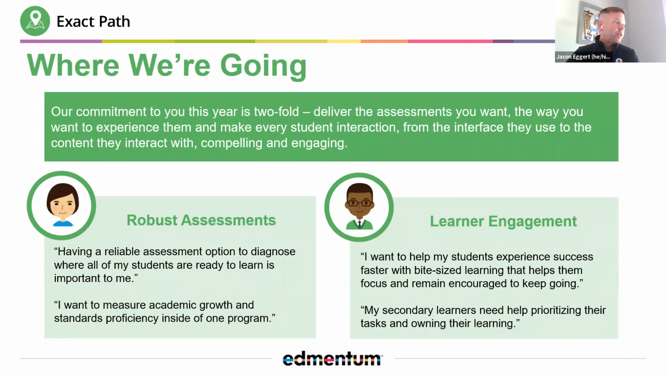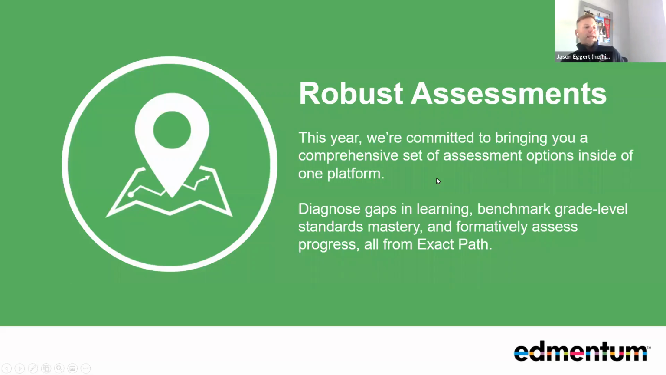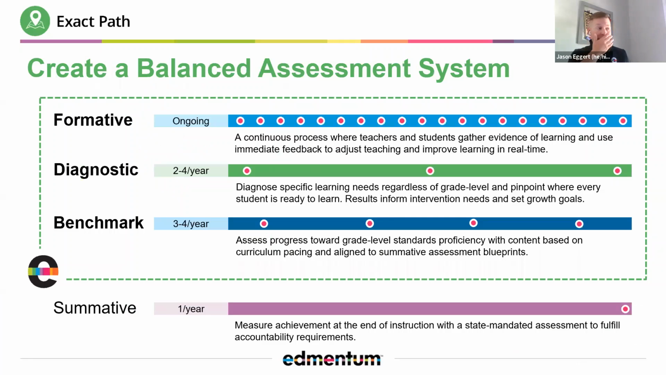This is where we're going over this next year. Again, a twofold focus: the robust assessment side, where we want to help you create a balanced assessment system, and we have our own goal of creating a balanced assessment system within ExactPath. And then learner engagement. Part 2 of this series will concentrate on the learner engagement experience. So again, we're committed to bringing you a comprehensive set of assessment options inside one platform, and we're going to talk a little bit about that.